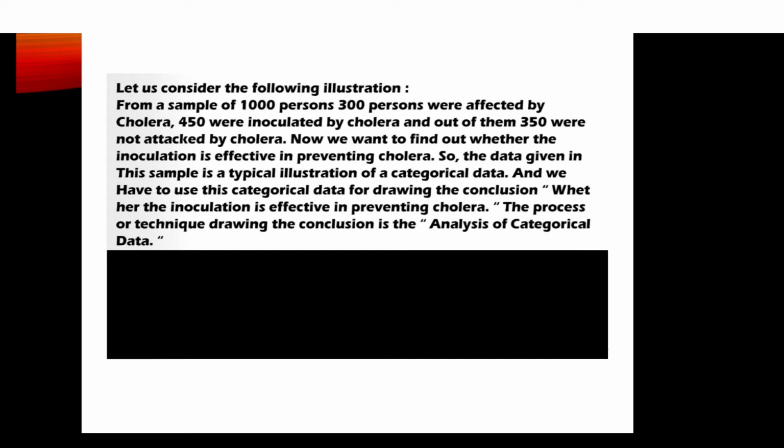From a sample of 1000 persons, 300 persons were affected by cholera, 450 were inoculated against cholera, and out of them, 350 were not attacked by cholera. Now, we want to find out whether the inoculation is effective in preventing cholera. So, the data given in this sample is a typical illustration of categorical data, and we have to use this categorical data for drawing the conclusion whether the inoculation is effective in preventing cholera. The process or technique of drawing the conclusion is the analysis of categorical data.